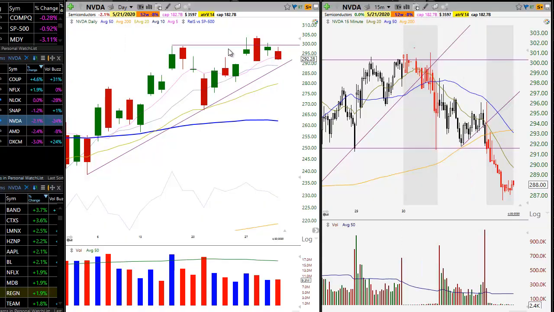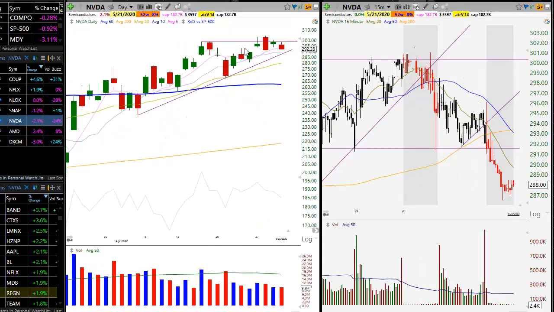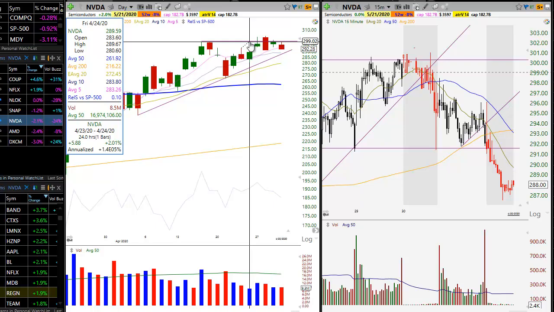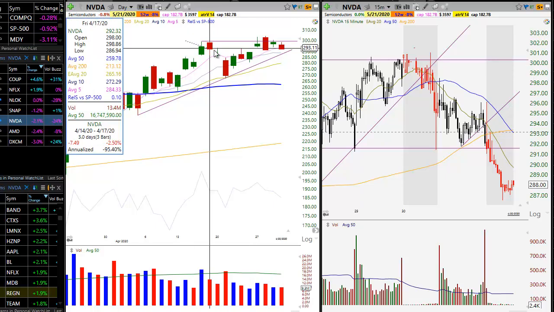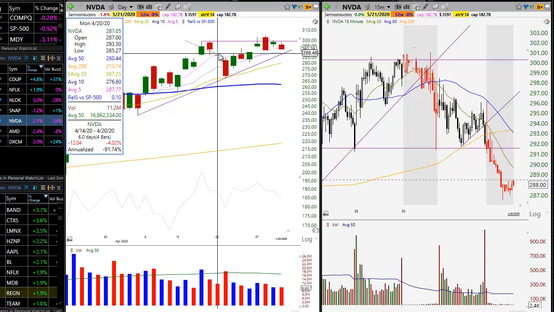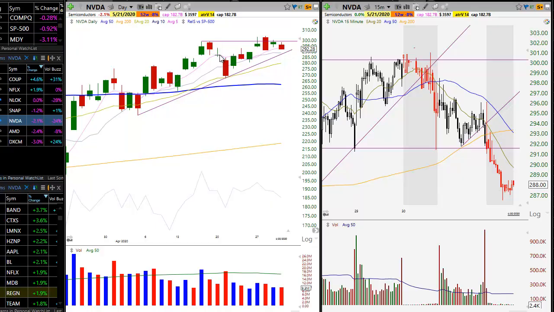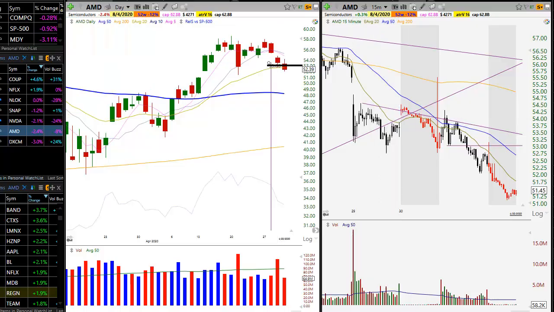And Nvidia, we're currently long from close to 300 here. And it looks like it's trading around 287 in the after hour session. So that would probably put it about 4% lower, and that would be close to our first stop.